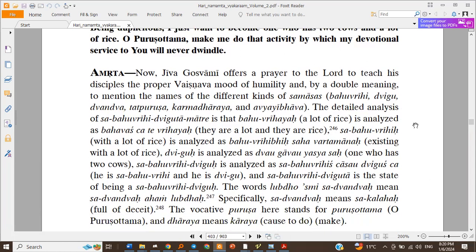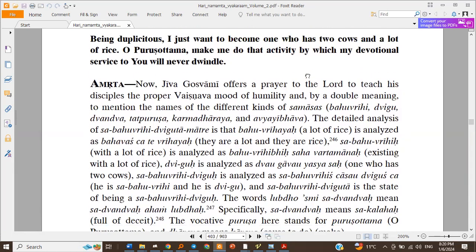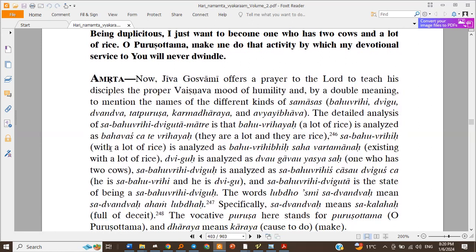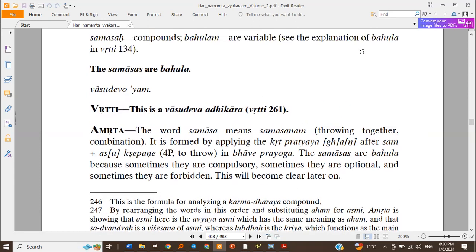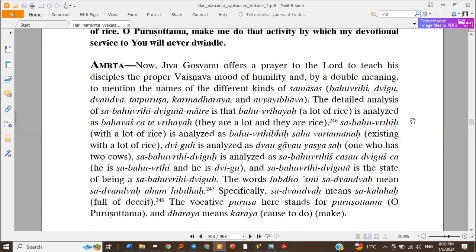The detailed analysis of sa bahuvrihi dviguta matre is that bahuvrihayah, a lot of rice, is analyzed as bahavascha te vrihayah. Vrihi means rice. They are a lot and they are rice. This is the formula for analyzing a Karmadharaya compound. Karmadharaya. Karma. One second.